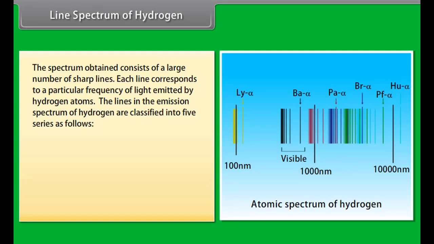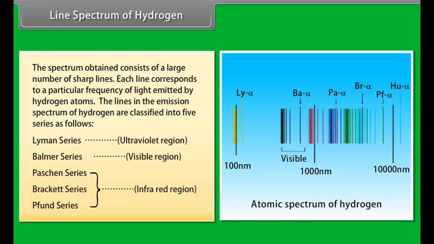The lines in the emission spectrum of hydrogen are classified into 5 series as follows. Lyman series. It is in ultraviolet region. Balmer series. It is in visible region. Paschen series, Brackett series and Pfund series. These are in infrared region.